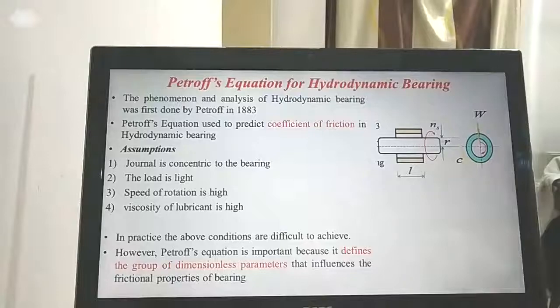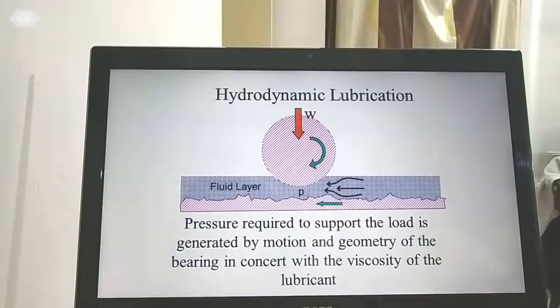Hello everyone, let's start a new topic, that is Petrov's equation for hydrodynamic bearing. Now this topic comes from the theory of hydrodynamic lubrication. So let's take a review of hydrodynamic lubrication.